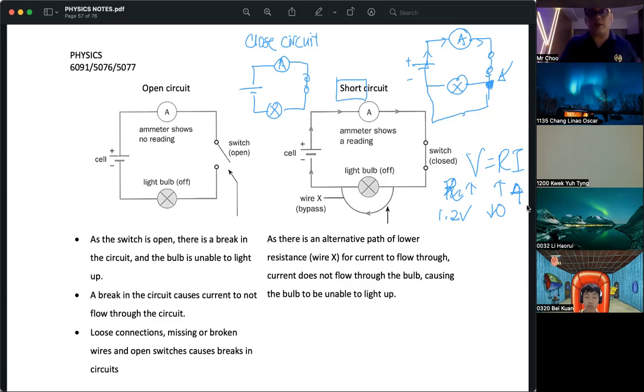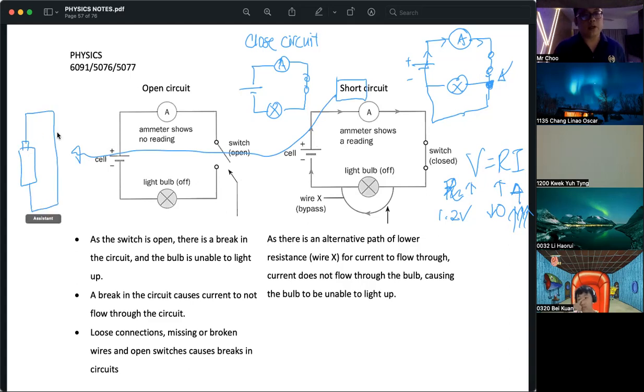When you have something like this, called a short circuit, your current will be very, very high, and it will be very dangerous to the circuit. One example of a short circuit is like this: you have a battery, and you connect a wire to the top and bottom. This is an example of a short circuit.